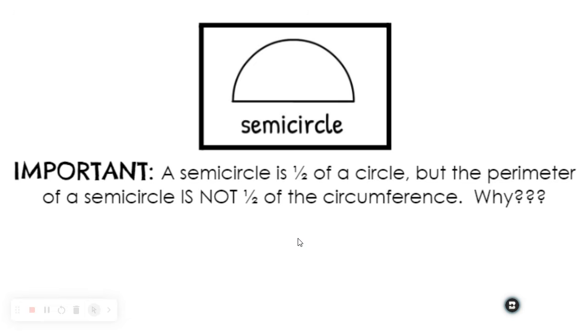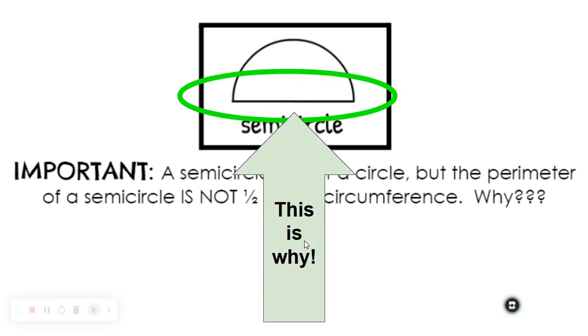Some of you may notice, some of you may not. Every year there's always a mix of people who are very confused and people who see it right away. Here is why. This line right here exists in a semicircle, but this line does not exist in a circle. So if I find a full circle and just cut it in half, I'm going to be missing this line. So a semicircle is not just half of the circumference. We cannot do that. So we do have a special formula when finding the perimeter of a semicircle.